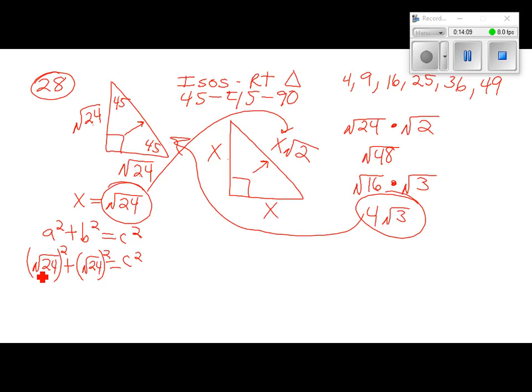What happens here with the square root and the 2? Cancel out, you're left with just 24. Same thing here, right? 24 equals c squared. C squared equals 48. Now what do we do? Take the square root. And that's the same thing we just got done doing over there, taking the square root of 48.